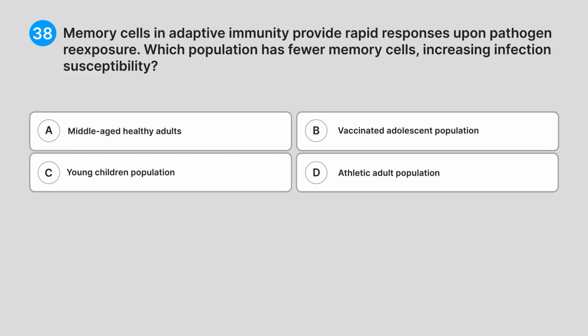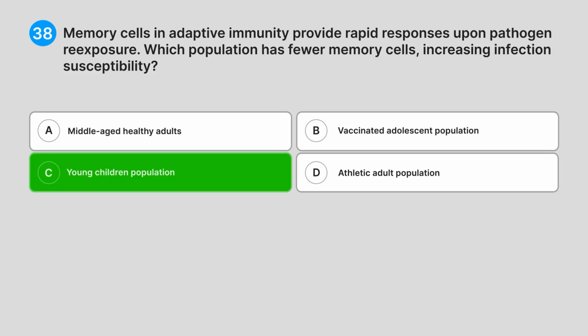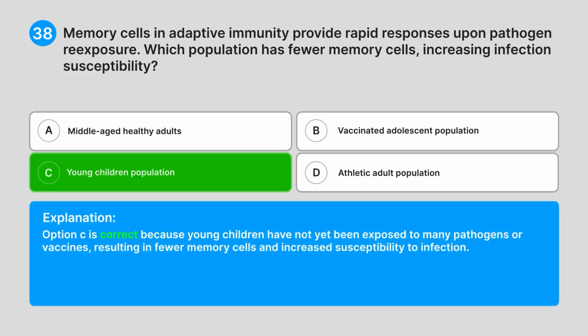Correct answer, C. Young children population. Explanation. Option C is correct because young children have not yet been exposed to many pathogens or vaccines, resulting in fewer memory cells and increased susceptibility to infection.